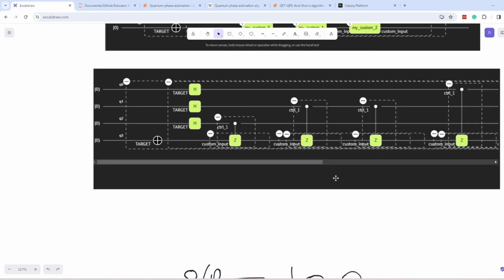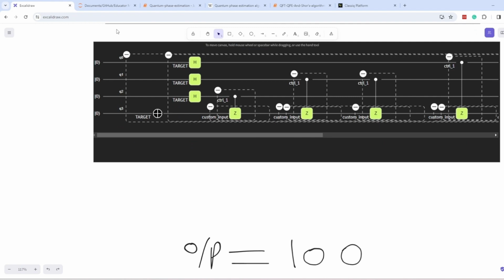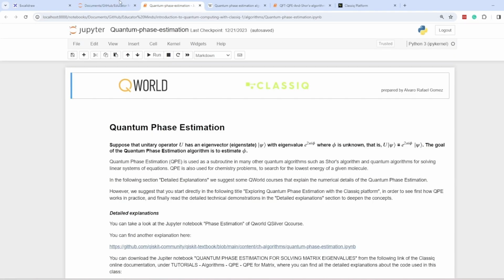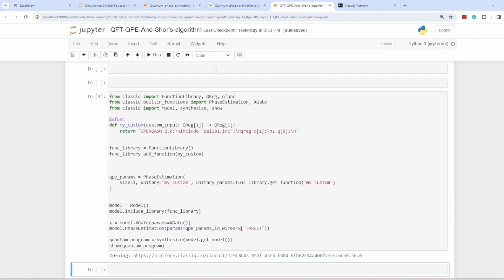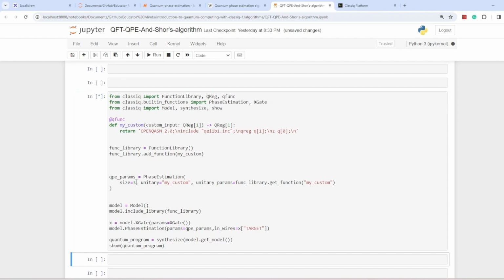Now how will we measure the output? So let's go to this code again. This time I will just keep the code as it is and just increase the bits in the evaluation register, and let's see.